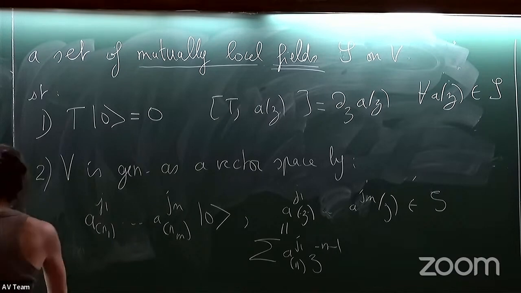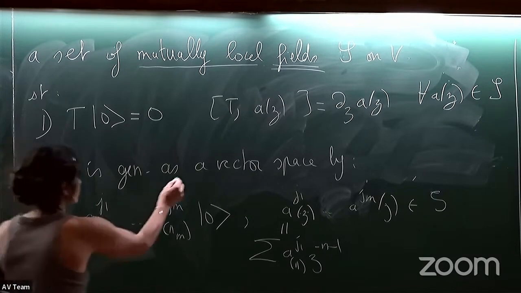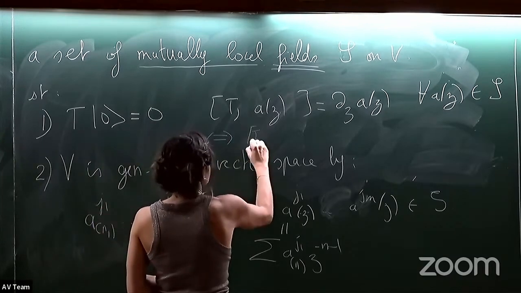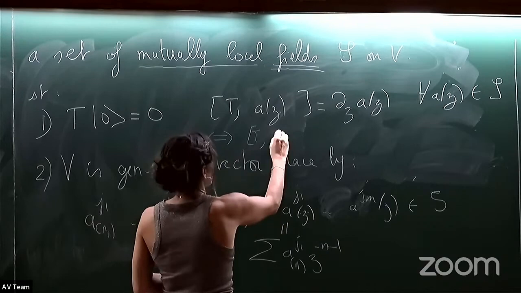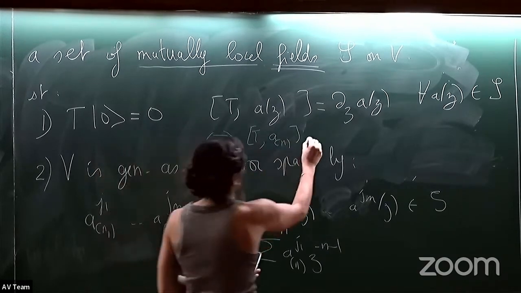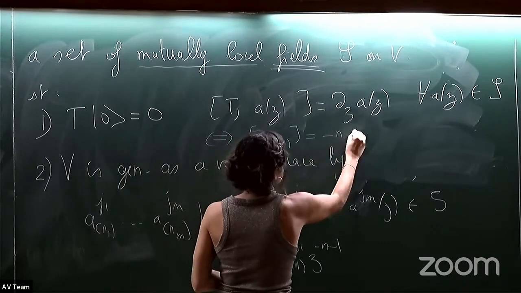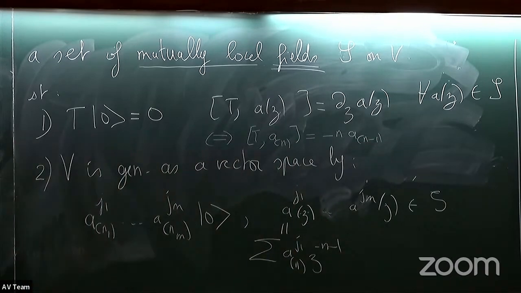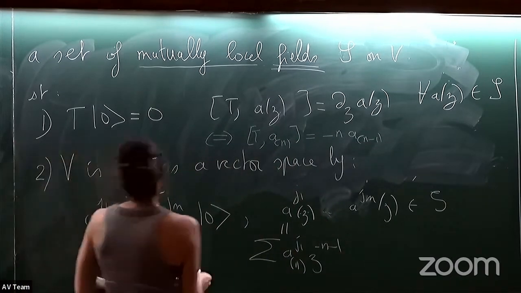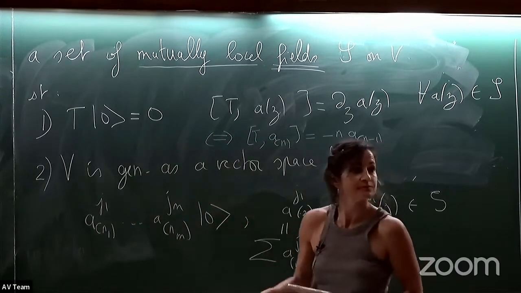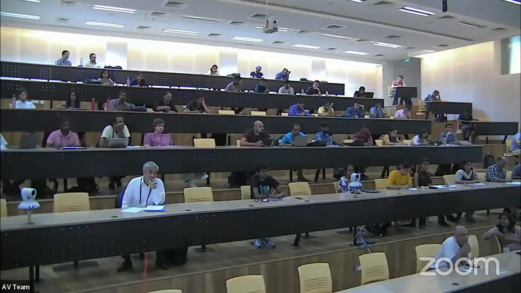So one remark is that this is equivalent, with this notation, to the fact that T is an endomorphism of V, and this also. So the commutator between these two endomorphisms is minus n A(n-1). This is maybe more explicit. And in this case, we say that V is generated by the set S. Okay. So with this definition, we have at least one example.